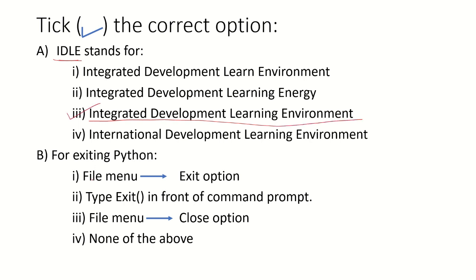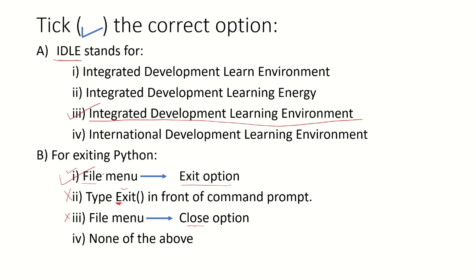For exiting Python, which option will we choose? File menu, then exit option. This one is true. Type exit in front of command prompt. When we type exit, that will also exit from the application, but the difference is here E is written in capital, so that one is false. File menu, then close option. This one will close only the program, not the application, so this one is also false. So the first one is true.